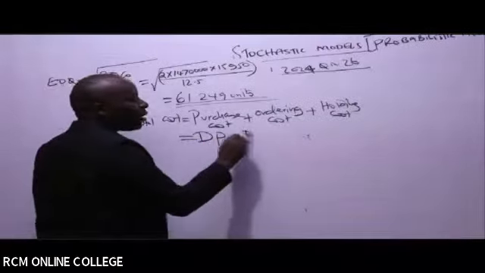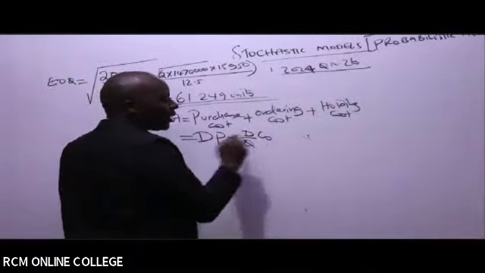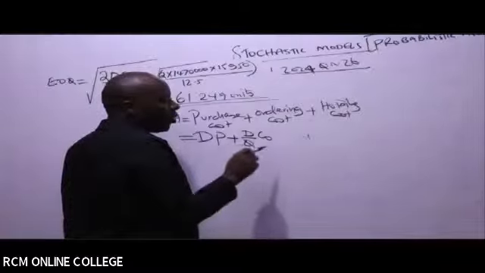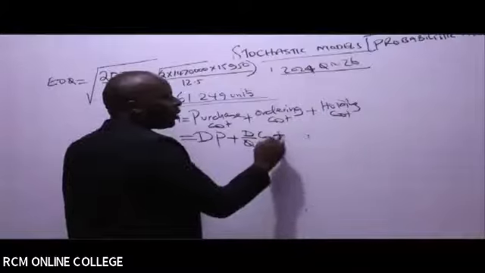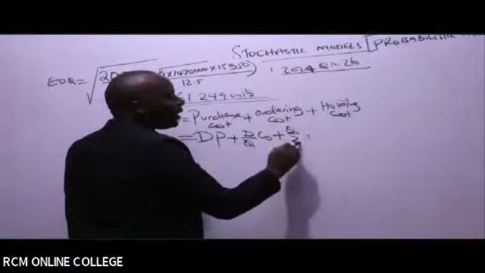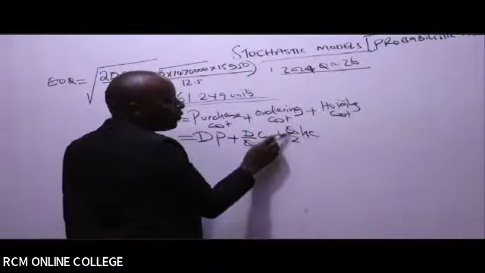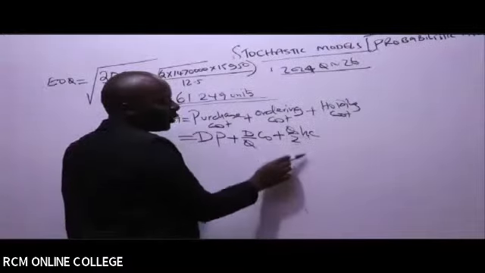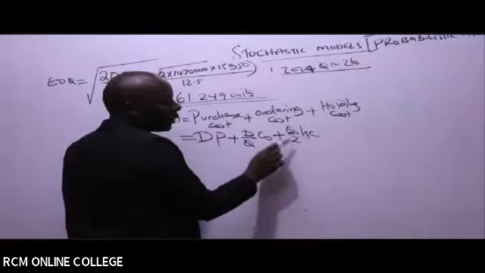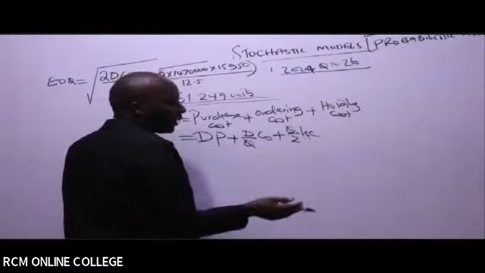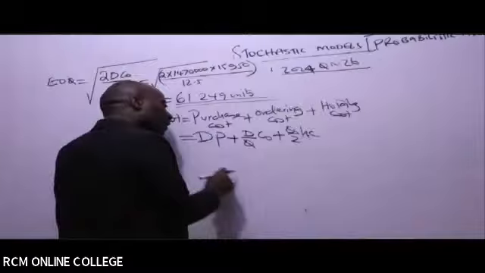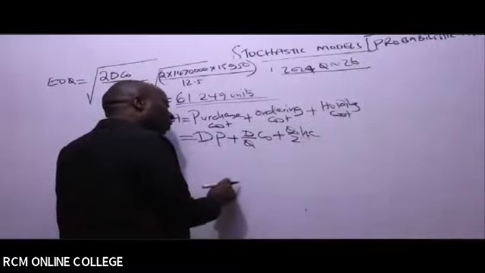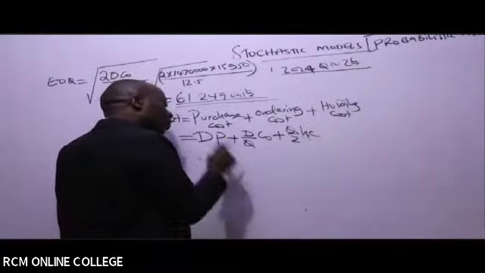Ordering cost is all about the number of orders times CO. And then holding cost is normally based on average stock, Q/2. Remember, Q is the economic order quantity. This formula, I will always use whenever the examiner wants me to ascertain the cost, or whenever the examiner wants me to get total cost.